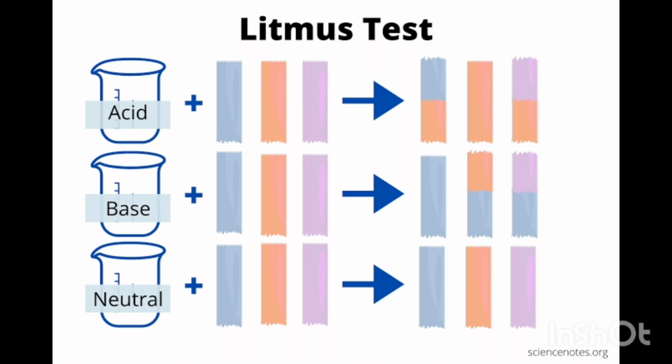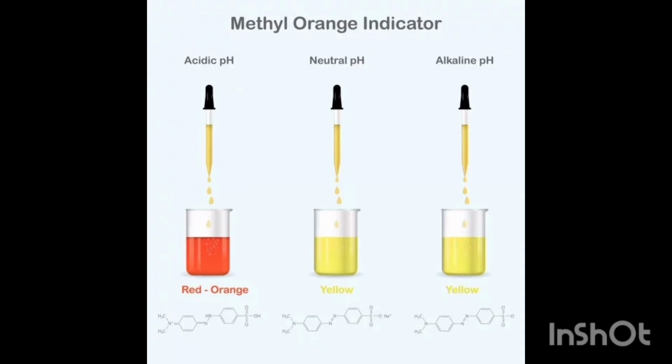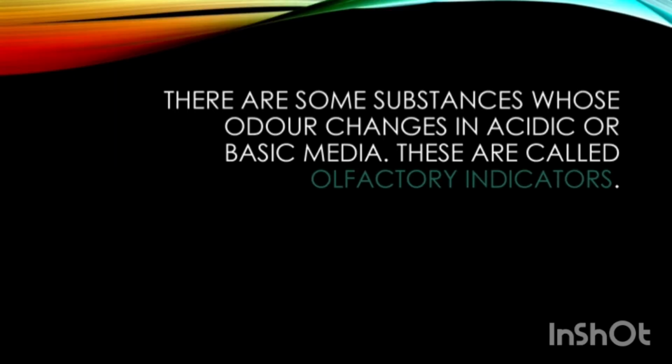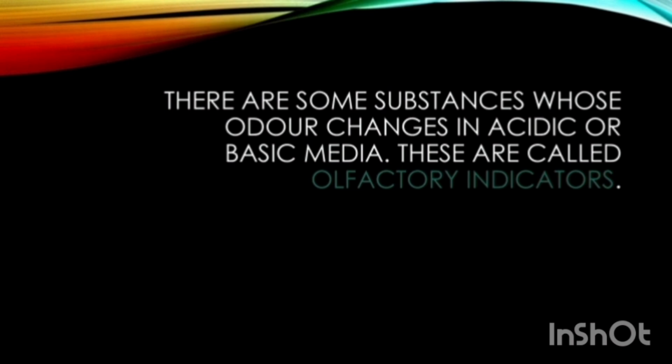And also when acidic in nature, methyl orange becomes red, and when basic in nature, methyl orange becomes yellow. Phenolphthalein is colorless in acidic solution and pink in basic solution. So these are nothing but the indicators to test acidic and basic solutions. There are some substances whose odor changes in acidic and basic media, and such kinds of indicators we call olfactory indicators.